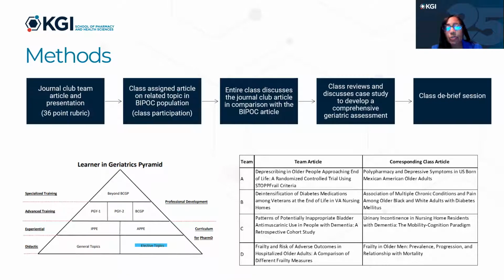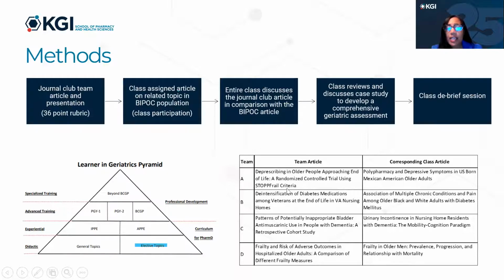The remainder of the class was assigned an article on the same topic, but with a focus on a BIPOC population. As you can see from the table here on the bottom right-hand side of the screen, the de-prescribing in older people article was a team article, and that was paired with the class article on polypharmacy and depressive symptoms in US-born Mexican-American older adults. So all of the journal clubs were done like this.